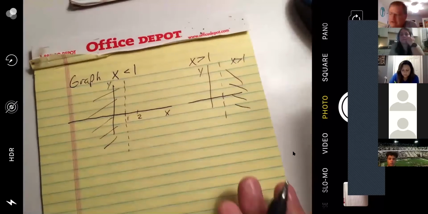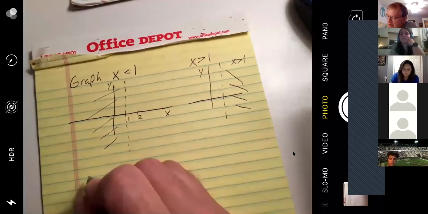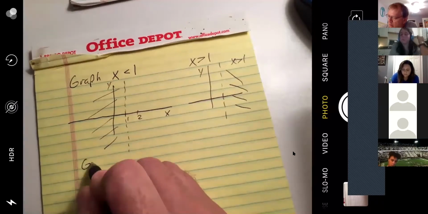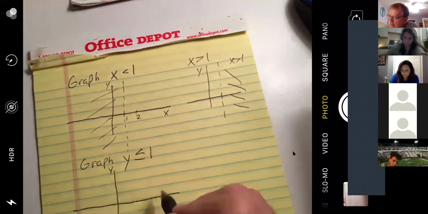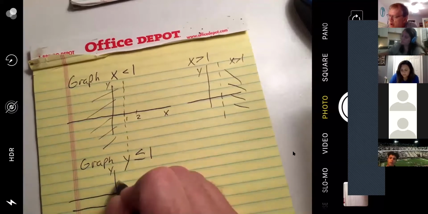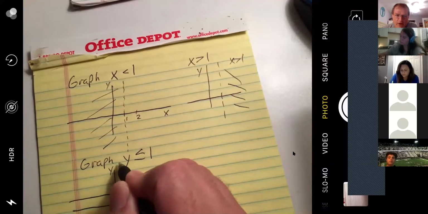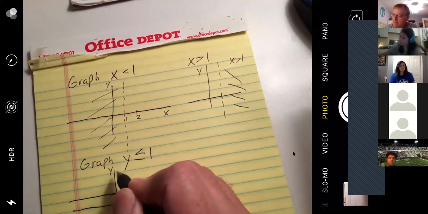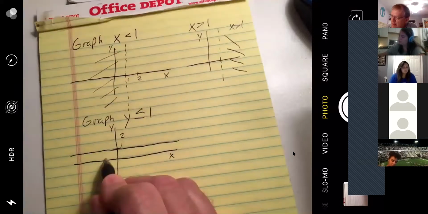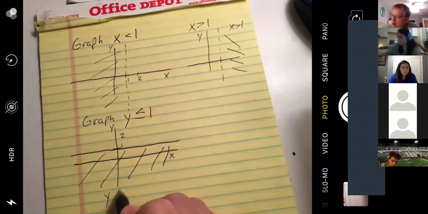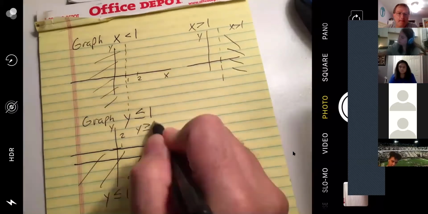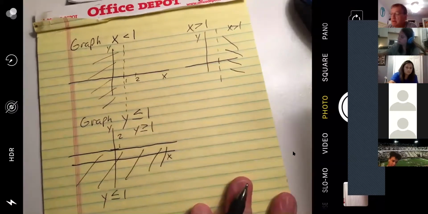Okay. Same thing with y's. If I graph y less than or equal to 1, I keep the line solid. Here's the y-axis, here's the x-axis, here's 1, the line is solid. Here's 1, here's 2, these are bigger than 1. So you'd shade up if y was greater than or equal to 1. But with less than or equal to 1, it shades down. Up here is y greater than or equal to 1. Okay. Does that make sense?